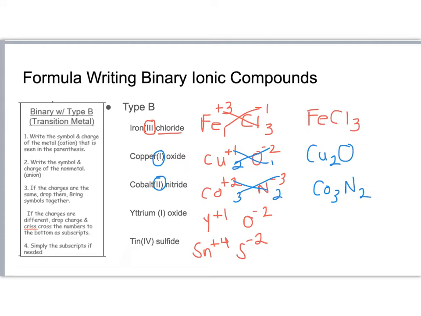For yttrium 1 oxide, yttrium's charge is +1. Oxide is oxygen with a -2 charge. Once again, we're going to crisscross those numbers down because the two charges are different.